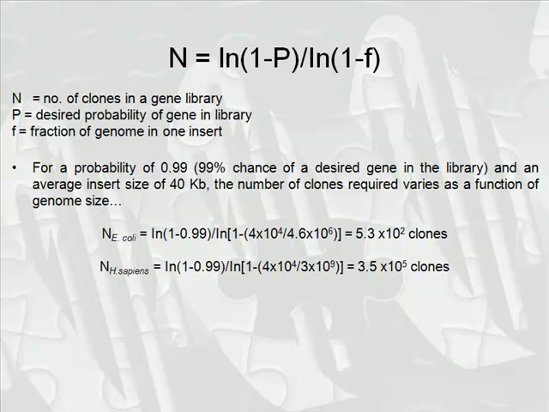coli, let's say, so that I would have representation of every gene in the genome, how many clones would I need? Or if I were making a library of the human genome, how many clones would I need given a length of, let's say, 40,000 base pairs? So here's our length right here, 40 here. Here's our genome size over here. And this is basically saying that I need 530 clones to cover the E. coli genome. That's not bad. And I need quite a few more to cover the human genome.